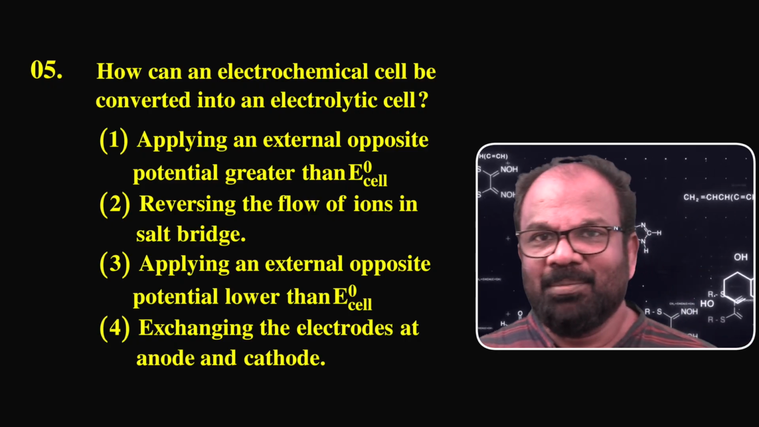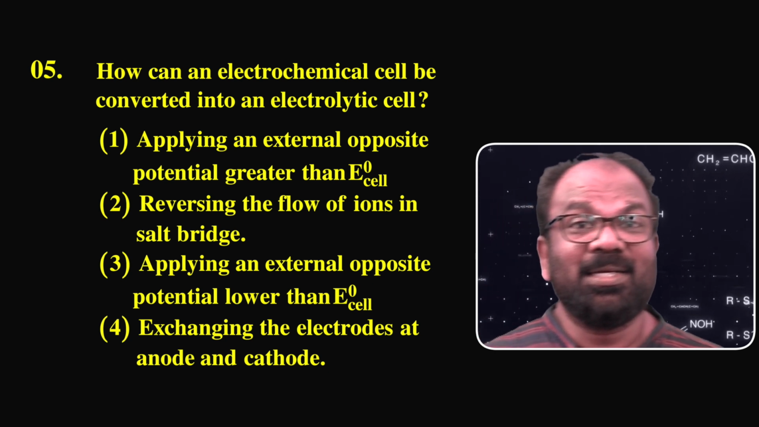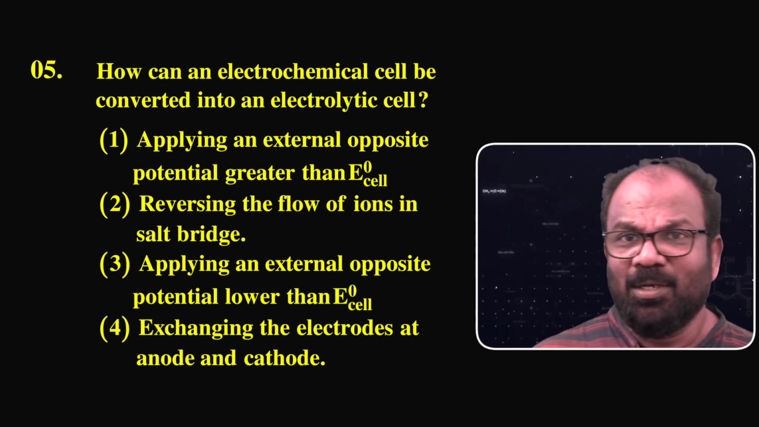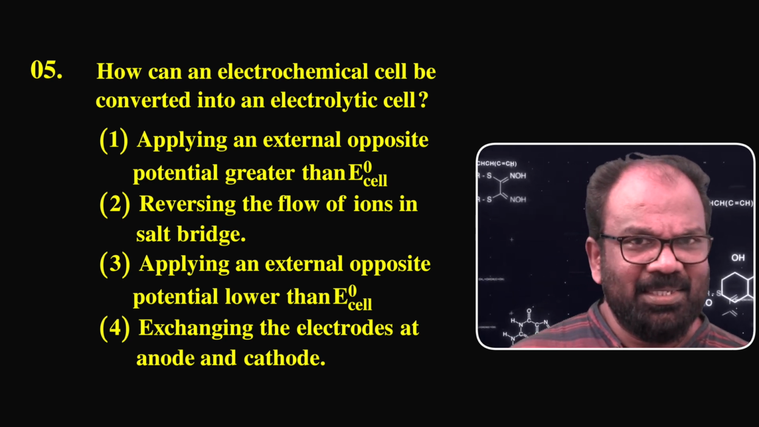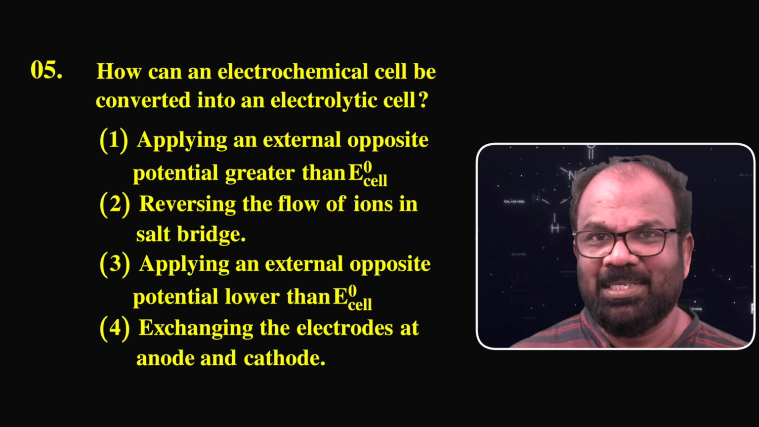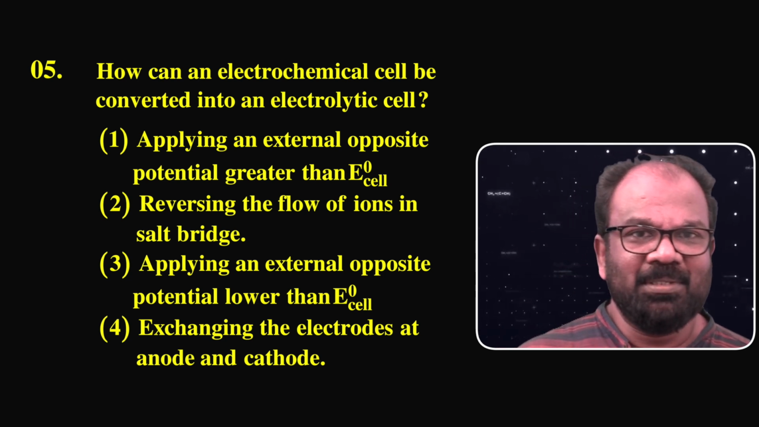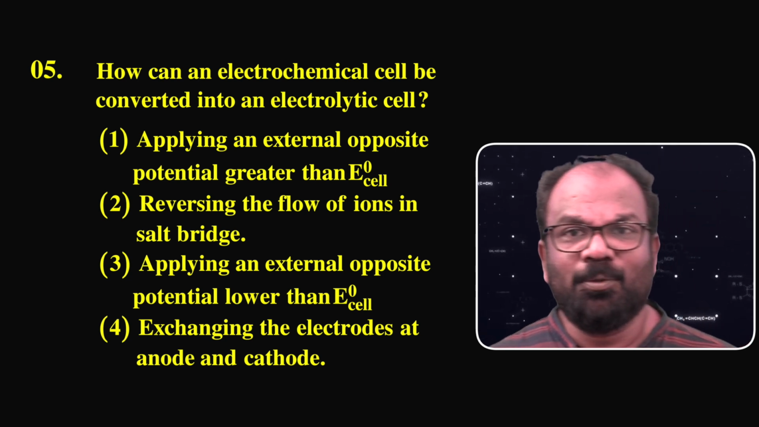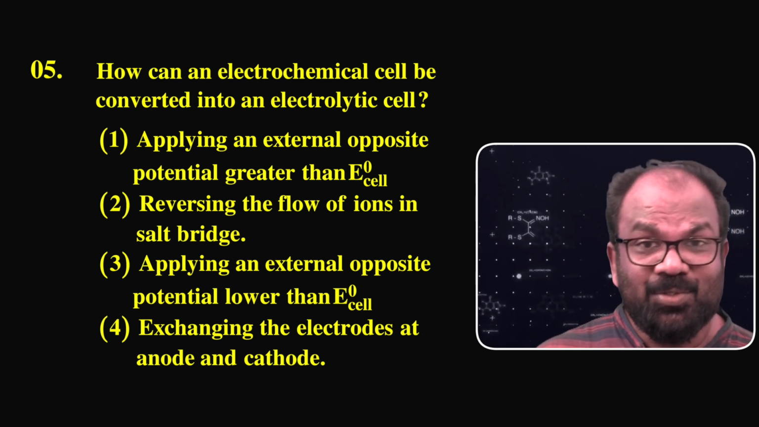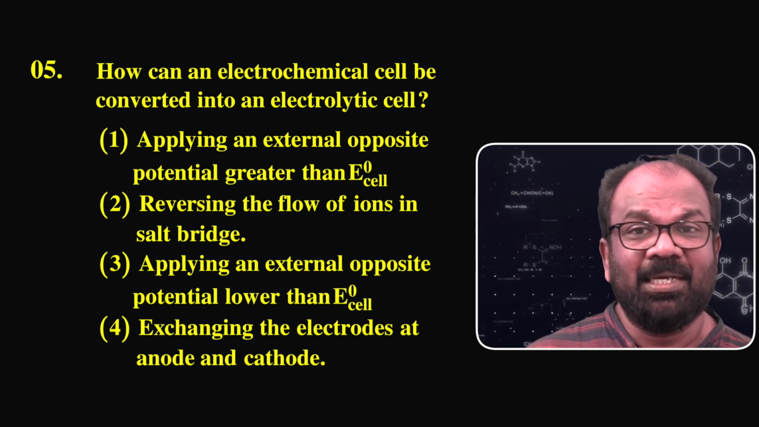Now question number 5. How can an electrochemical cell be converted into an electrolytic cell? Option number 1, applying an external opposite potential greater than E0 cell. Option number 2, reversing the flow of ions in salt beds. Option number 3, applying an external opposite potential lower than E0 cell. Option number 4, exchanging the electrodes at anode and cathode.